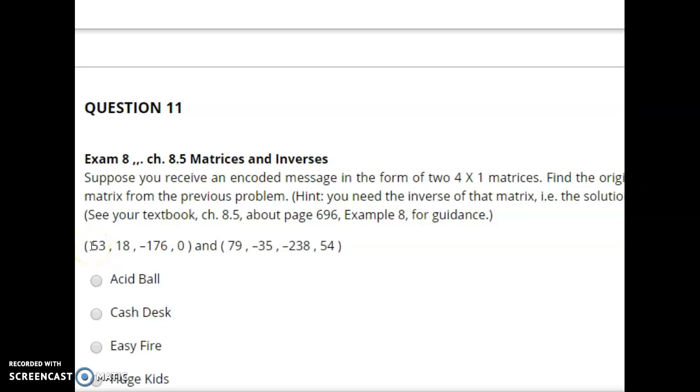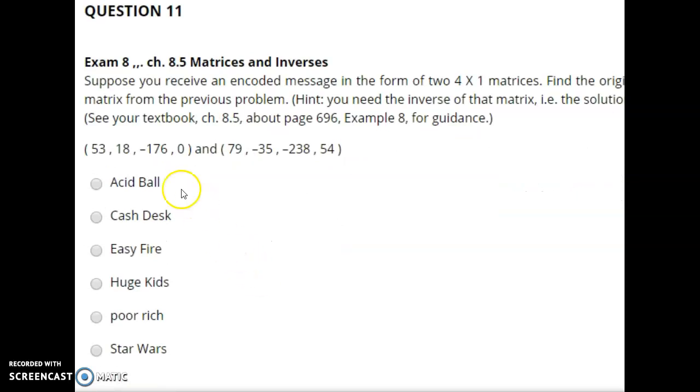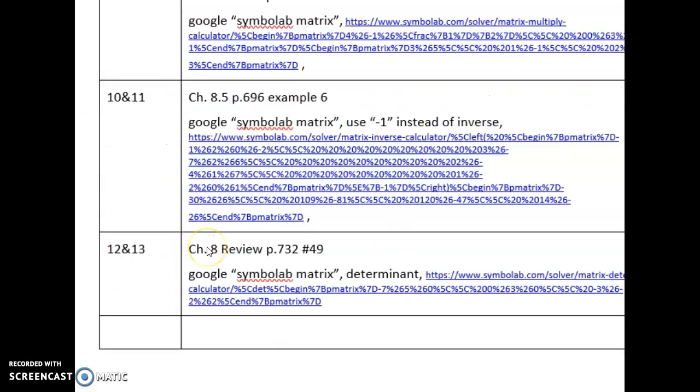So 53, 79, 18, -35, -176. Again, these numbers don't mean anything, but when you decode it, they do mean something, and it's going to be one of these 6 possibilities. Okay, and the last problem on the exam is the determinant.